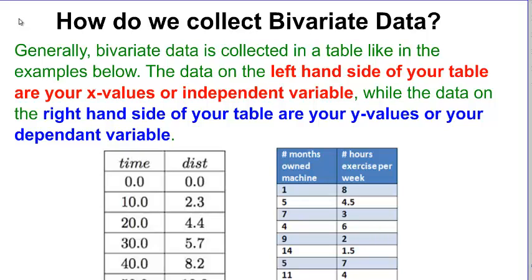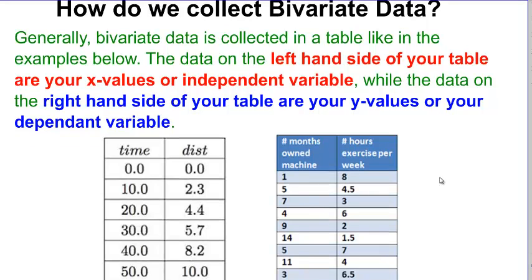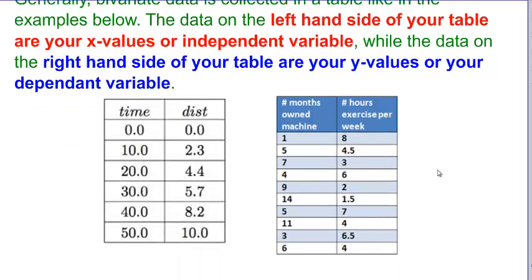We collect bivariate data in tables. In order to collect our data, we have to make sure that we understand what our variables are. Our variable on the left-hand side of our table, in this instance, time, or number of months owned for the machine, those are our independent variables, or our x values. On the right-hand side, whether it be distance or here, number of hours of exercise per week, those are our y values, or our dependent variable. We want to make sure we get numerous data points so that we have a good feel for what the trend is in our bivariate data.